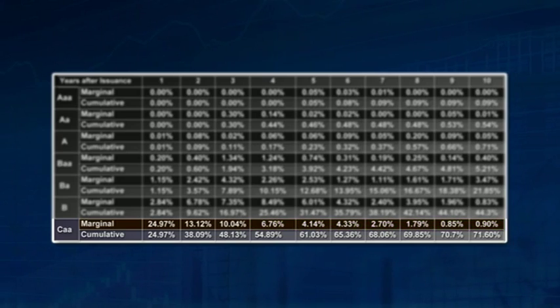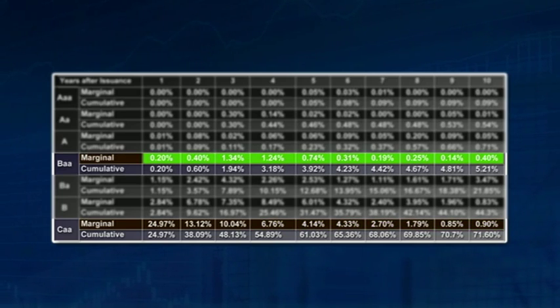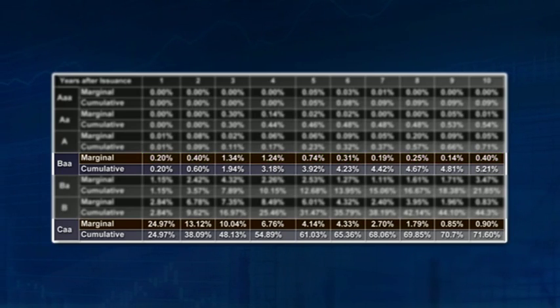Next, consider the row for the BAA firms. For BAA firms, the incremental probabilities typically grow as you move from 1 year to 10 years. That is, the difference between each adjacent entry gets bigger as you move to the right. Thus, the pattern of incremental probabilities for the higher rated issues is the opposite of that for the lower rated issues. So why? It's actually intuitive.